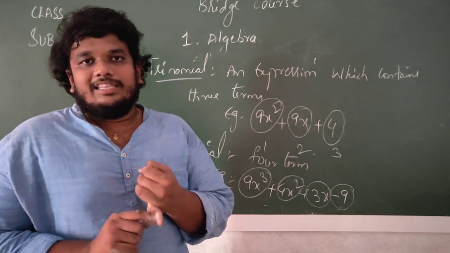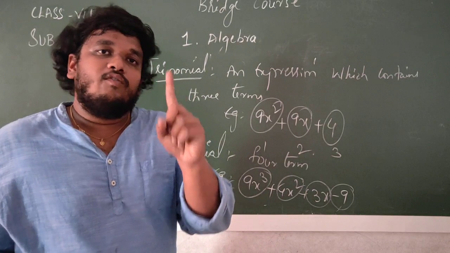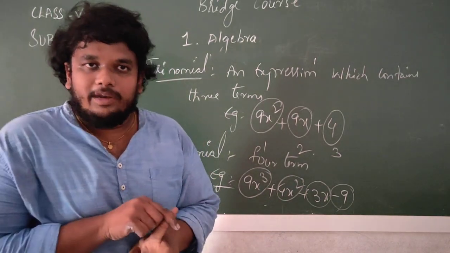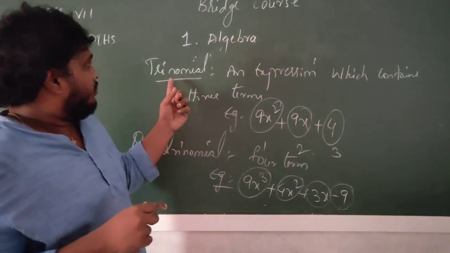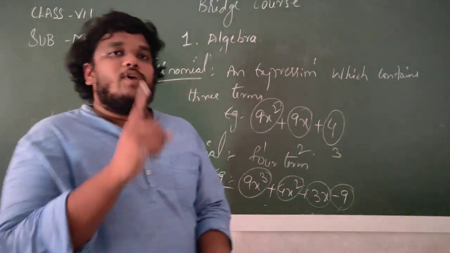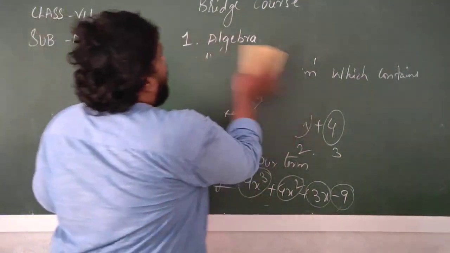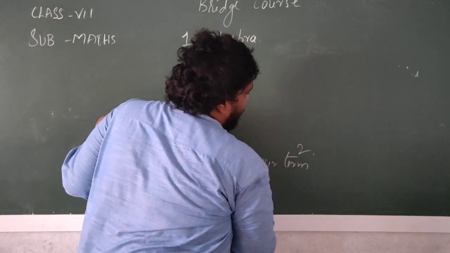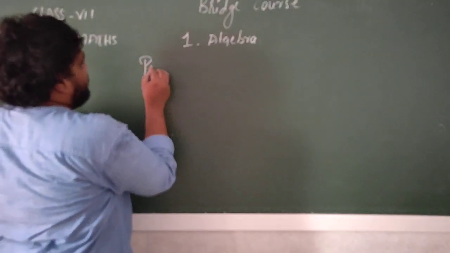A monomial is an algebraic expression which consists of one term. 2 terms is a binomial, 3 terms a trinomial, 4 terms a quadrinomial. There is one more expression we are going to discuss, that is about polynomials. A very important thing, polynomials. So what are polynomials?